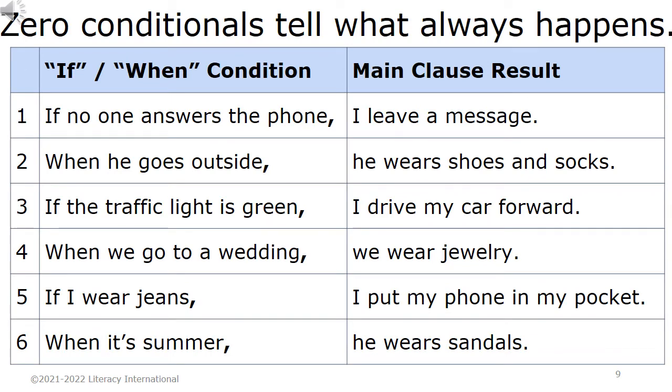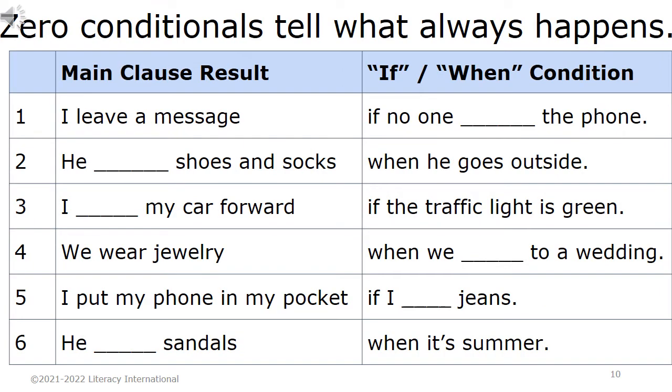Zero conditionals tell what always happens. If, when: condition. Main clause: result. 1. If no one answers the phone, I leave a message. 2. When he goes outside, he wears shoes and socks. 3. If the traffic light is green, I drive my car forward. 4. When we go to a wedding, we wear jewelry. 5. If I wear jeans, I put my phone in my pocket. 6. When it's summer, he wears sandals.